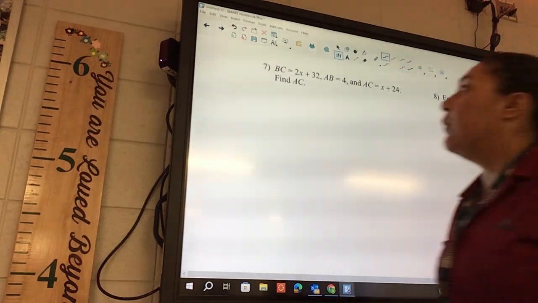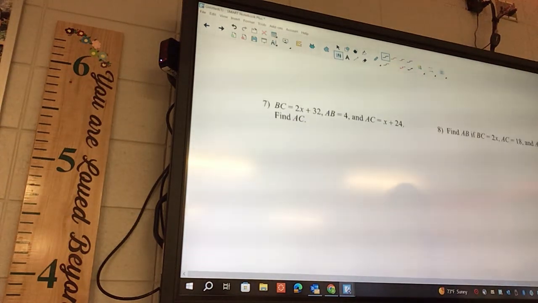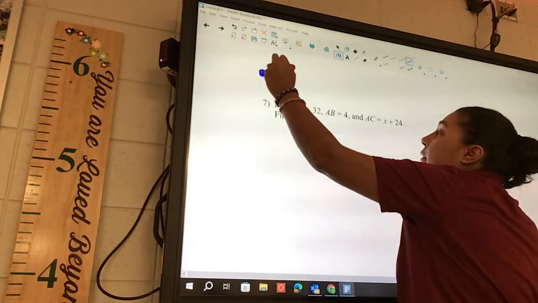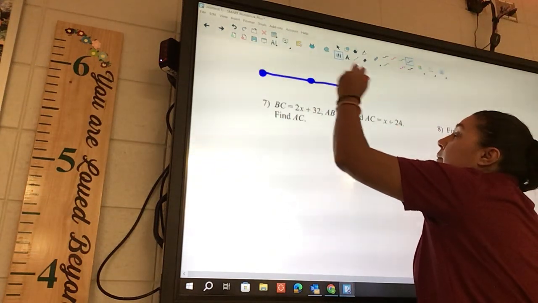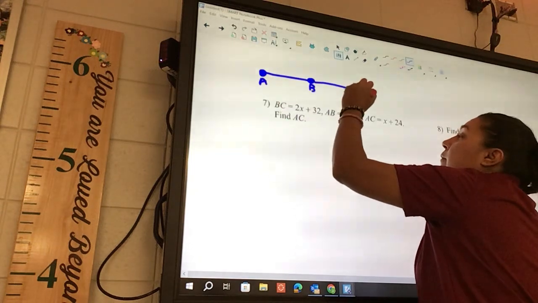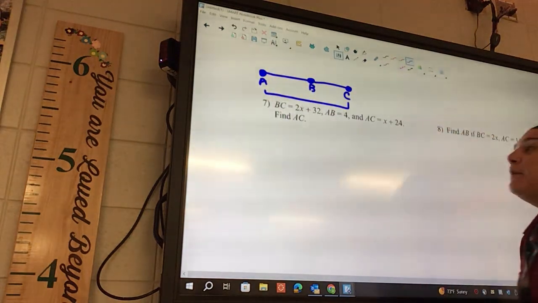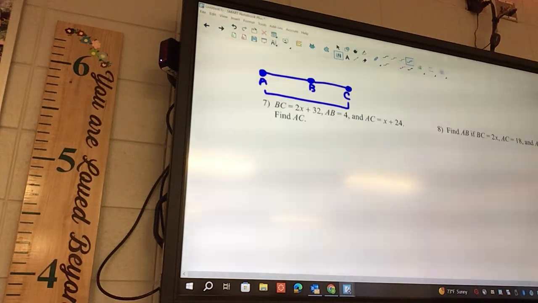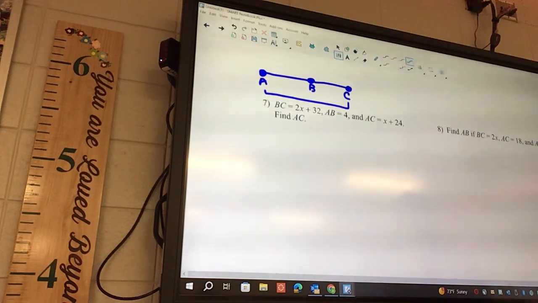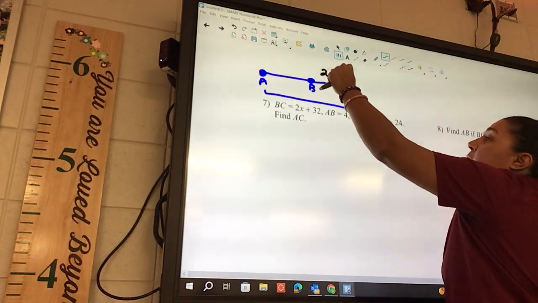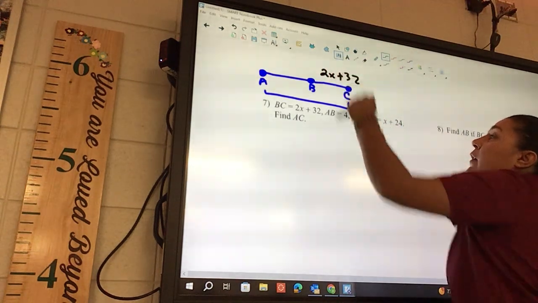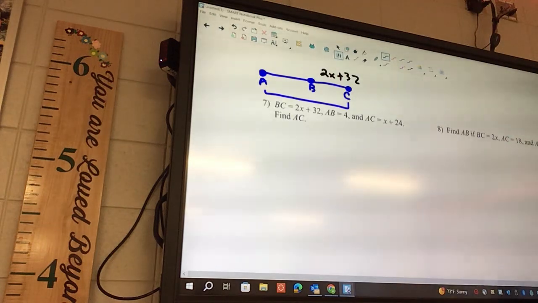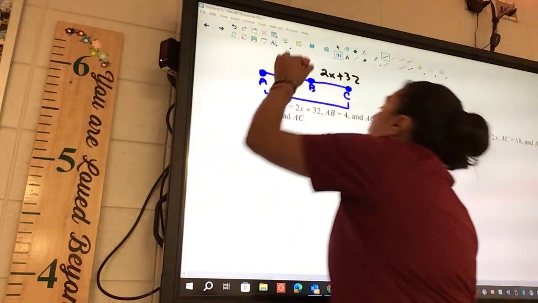Okay, 7. We're going to go ahead and start drawing our picture. Okay, so again, it's still going to look like ABC. A, B, and C. Okay, BC is 2x plus 32. Where is that located? Is it small or big? It's a small on the left or the right? On the right. Okay, it's a small on the right. So we're going to get 2x plus 32. AB is 4. Where is that? Small left. Okay, AB is 4.